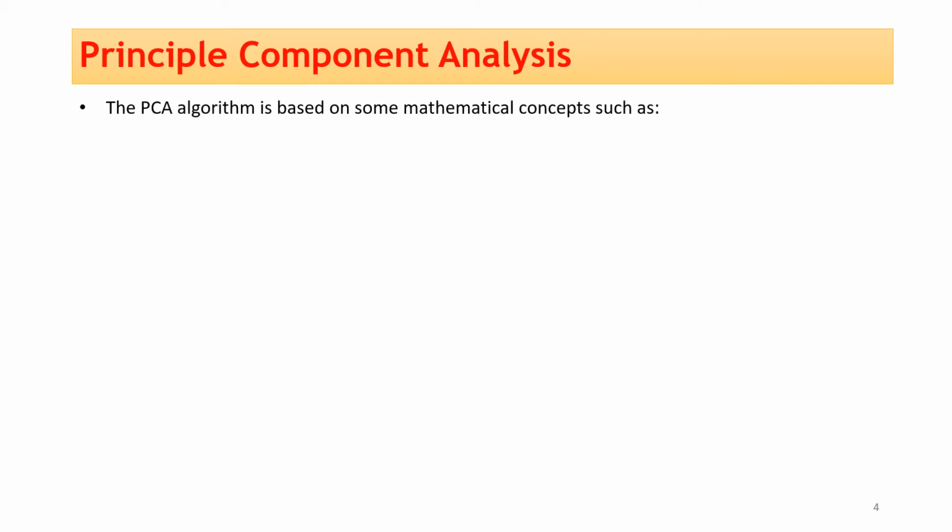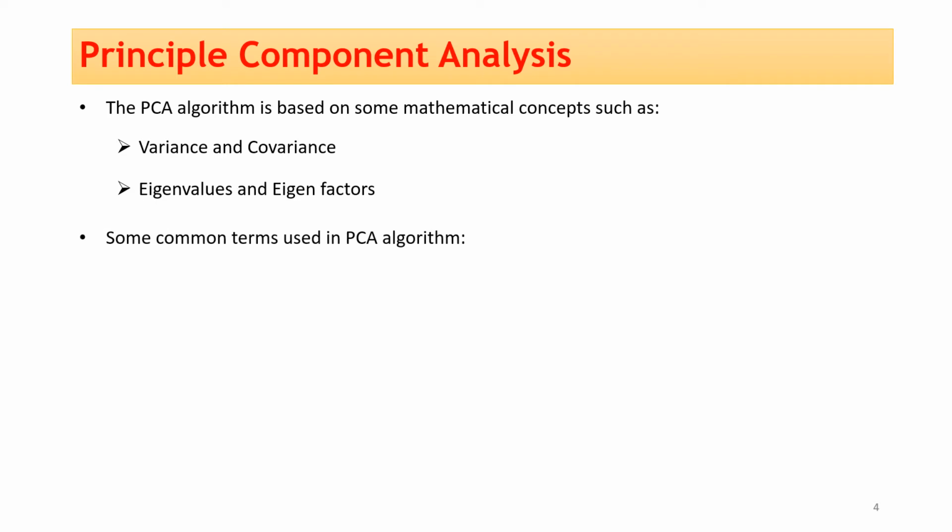The PCA algorithm is based on some mathematical concepts, such as first the variance and covariance, and second the eigenvalues and eigenvectors. Now some common terms which we are going to use in the PCA algorithm are, first, dimensionality. What is dimensionality? It is the number of features or variables present in the given data set, and more easily it is the number of columns present in the data set.